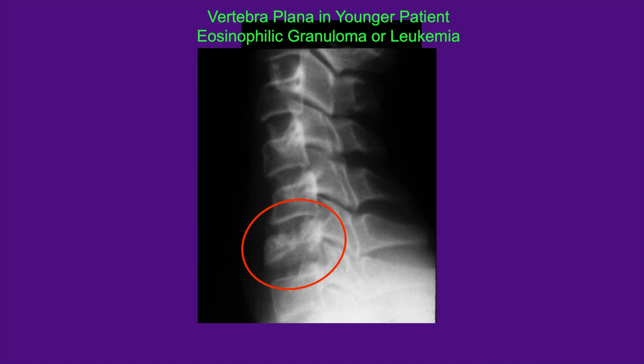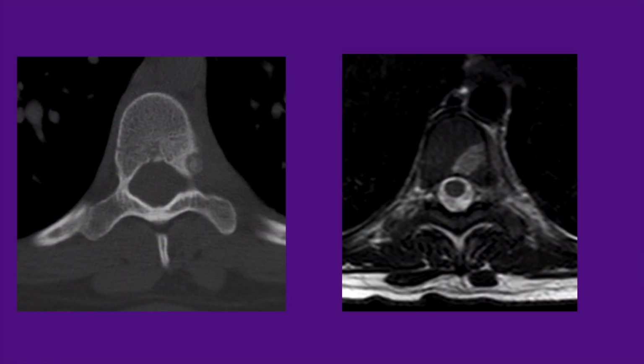The finding of flattening of a vertebral body or vertebra plana in a younger patient may evoke the diagnosis of eosinophilic granuloma. If there are multiple levels of compression associated with osteopenia, one might consider leukemia. Here, another characteristic appearance of a benign lesion along the posterolateral margin of the vertebral body with central sclerosis and surrounding lucency and reactive marrow edema on the corresponding MR image. And this, of course, is characteristic of an osteoid osteoma in a young patient.